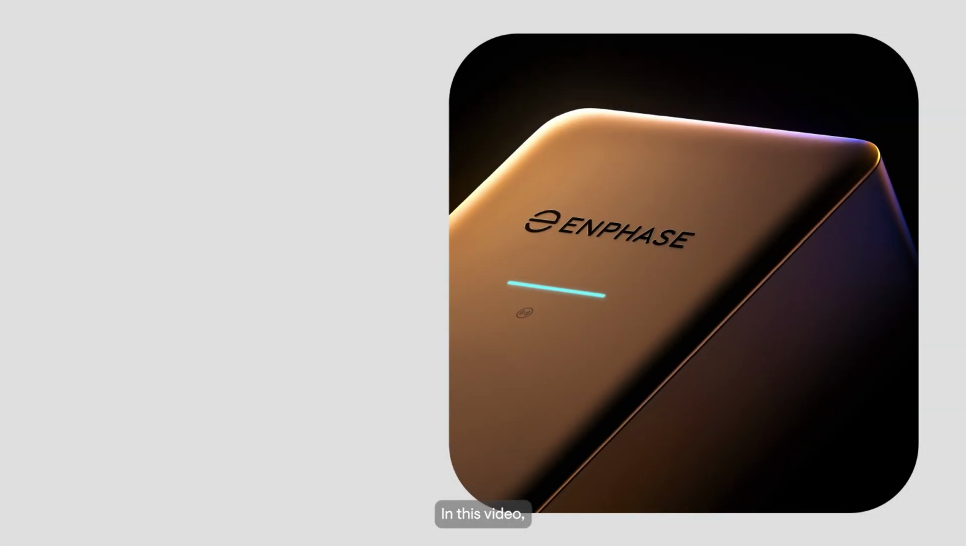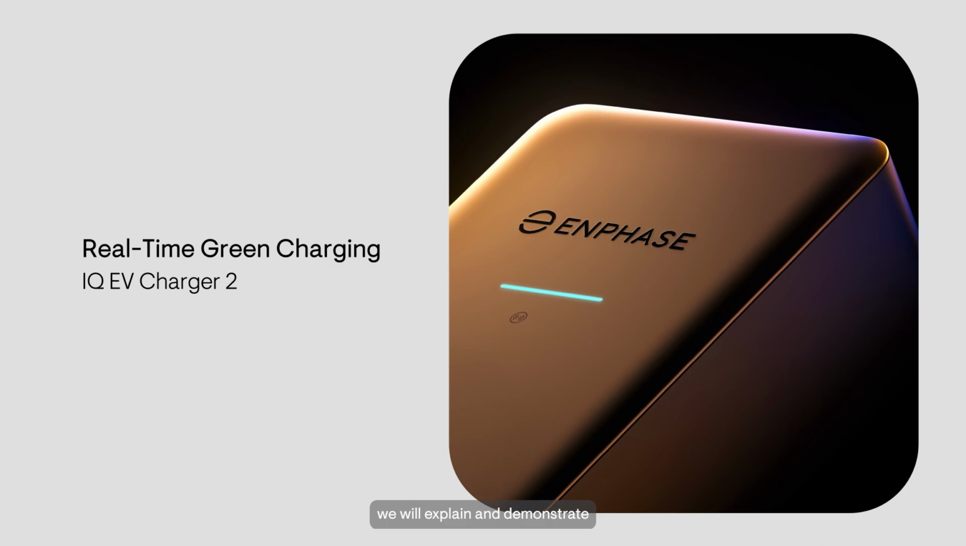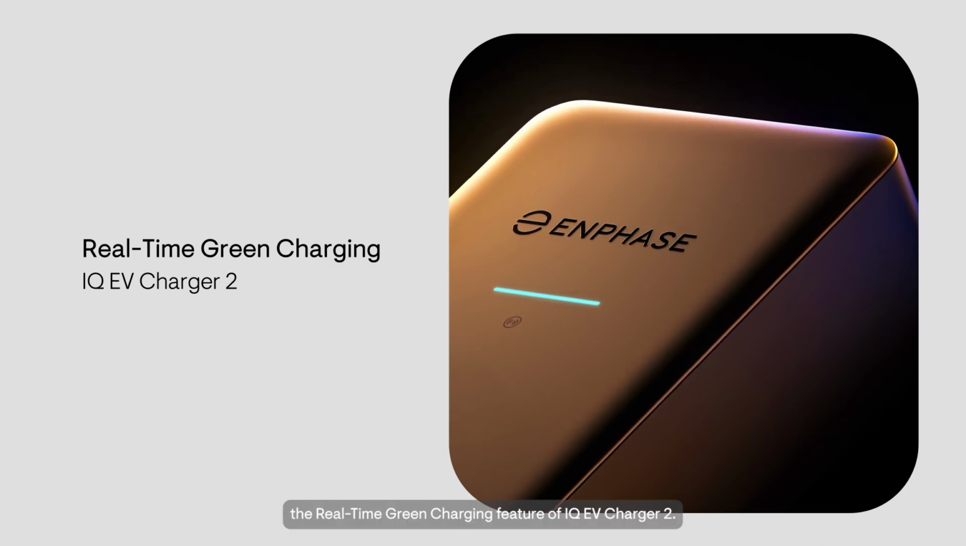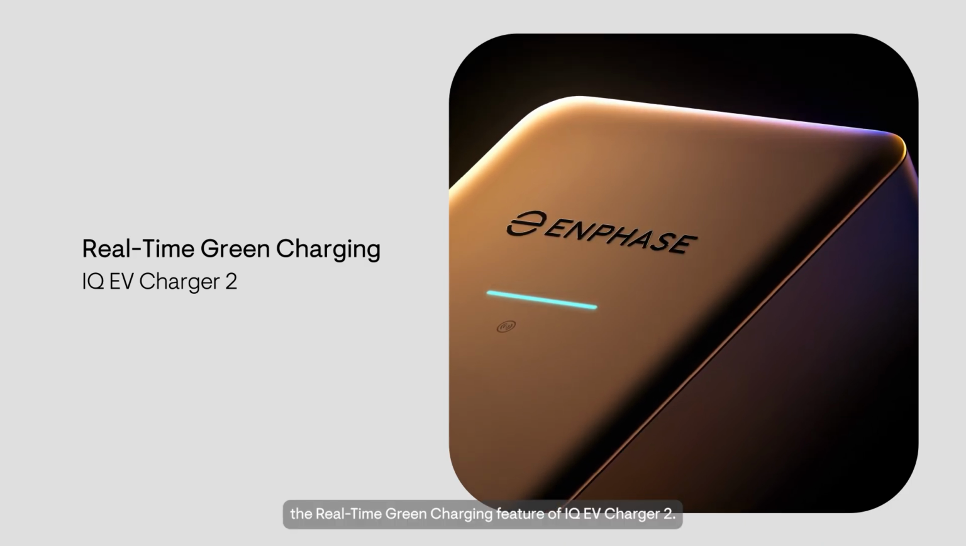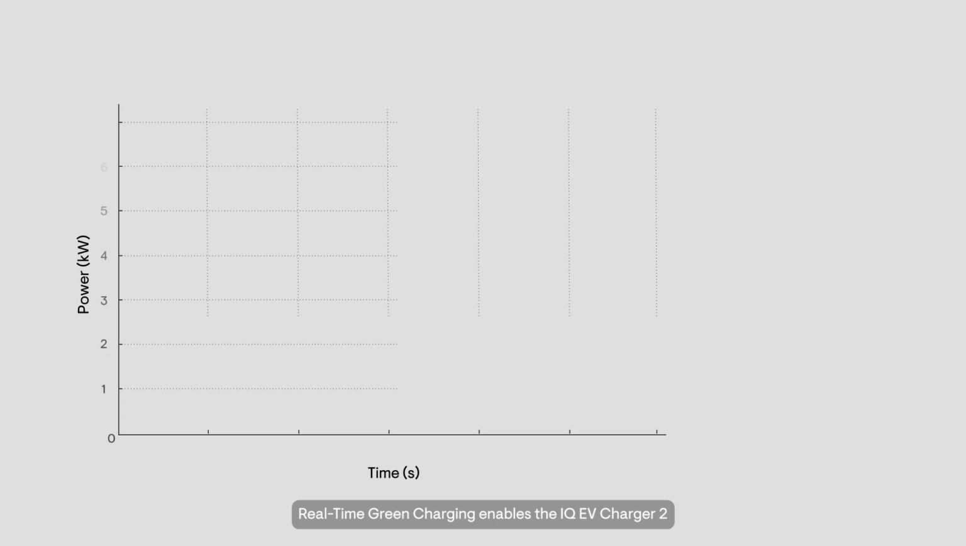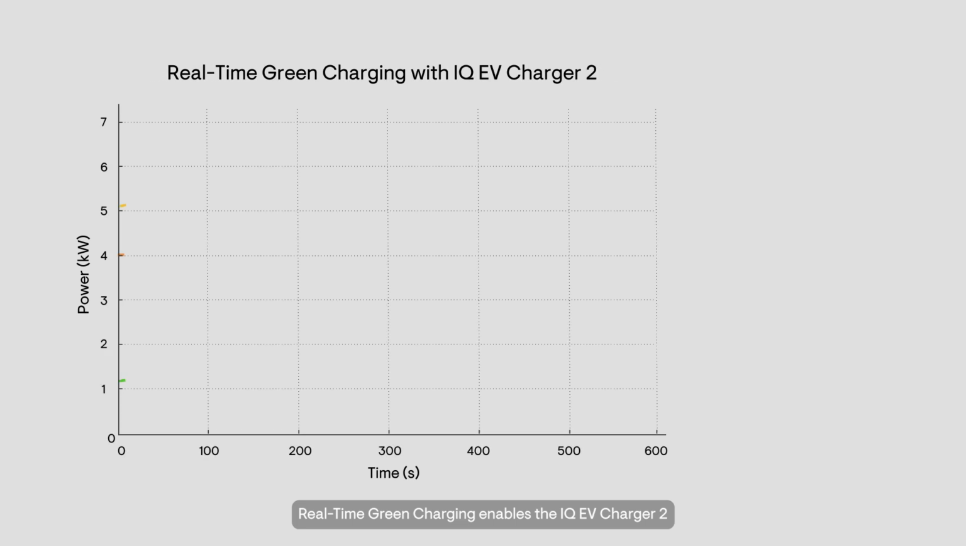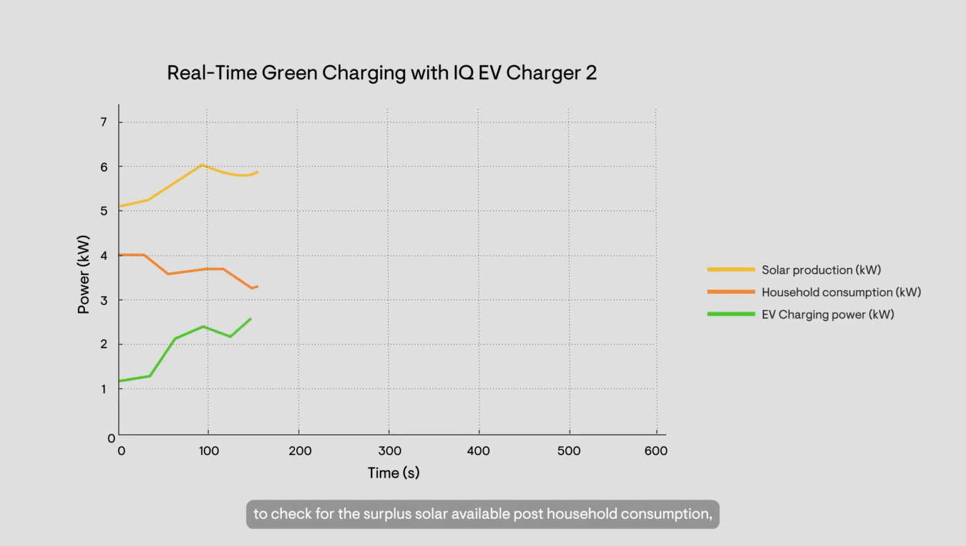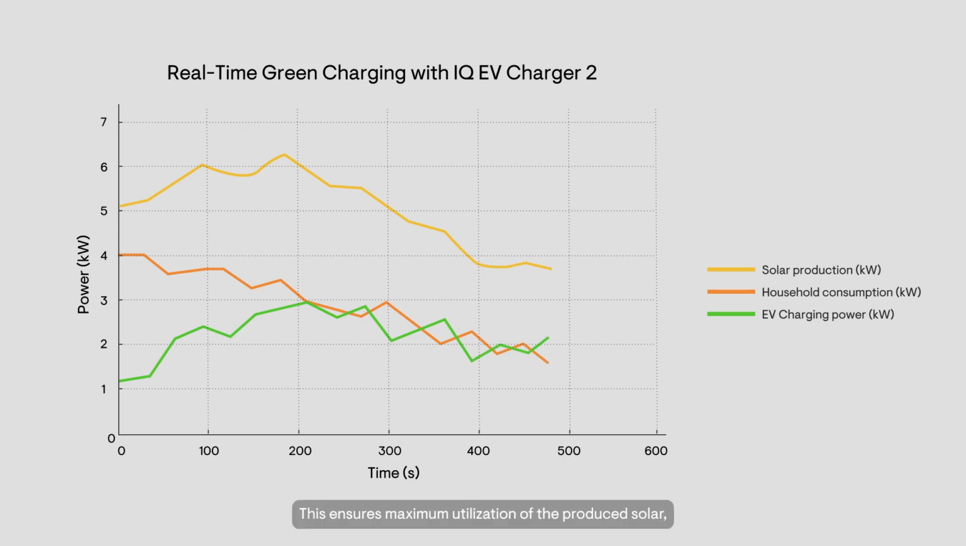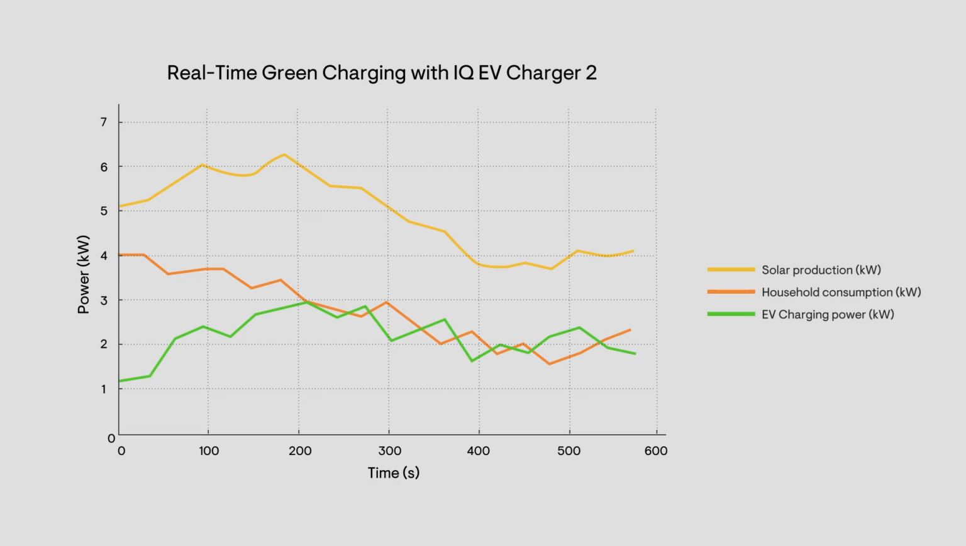In this video, we will explain and demonstrate the real-time green charging feature of IQ EV Charger 2. Real-time green charging enables the IQ EV Charger 2 to check for the surplus solar available post-household consumption every 30 seconds and adjust the EV charging power in real time. This ensures maximum utilization of the produced solar while minimizing imports and exports, ultimately saving the customer money.